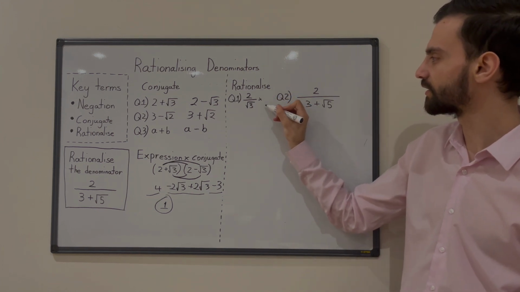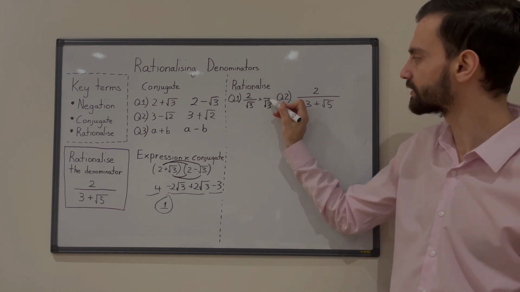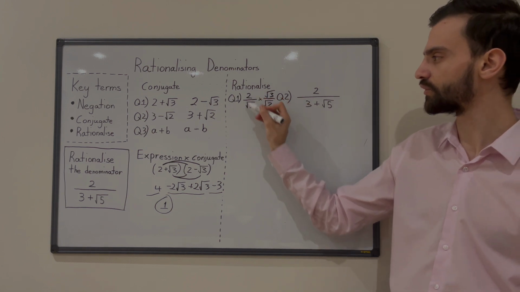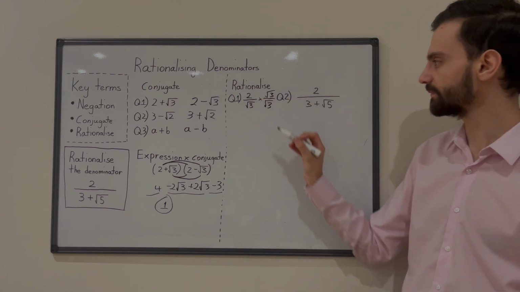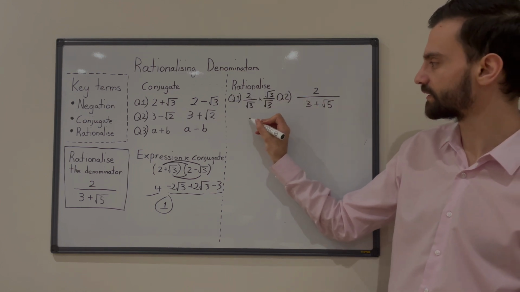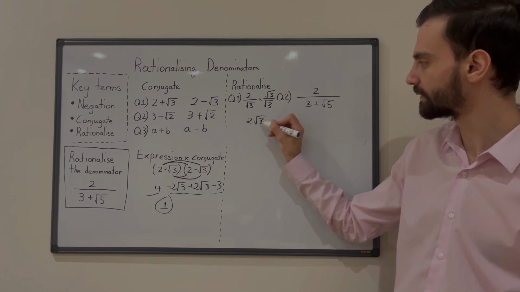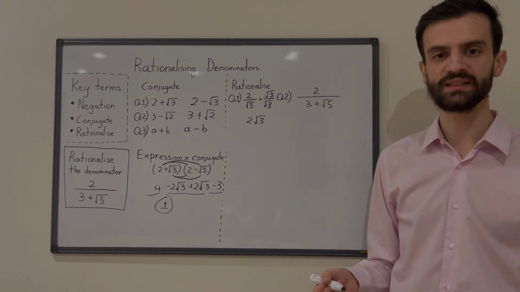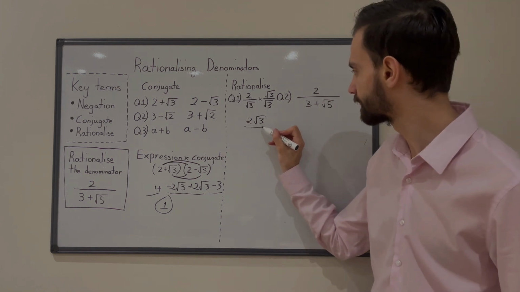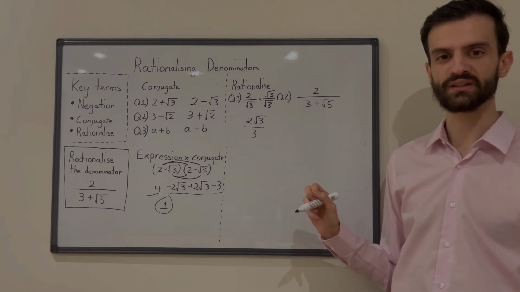We have the denominator multiplied by square root 3, and the numerator multiplied by square root 3, so as not to change the original fraction. So we have simplified 2 multiplied by square root 3, which is 2 square root 3. And finally, square root 3 multiplied by square root 3, which gives us 3. Giving us our rationalized answer.